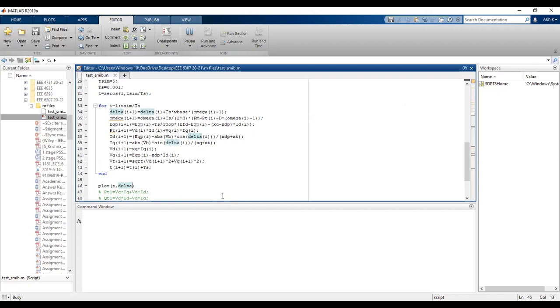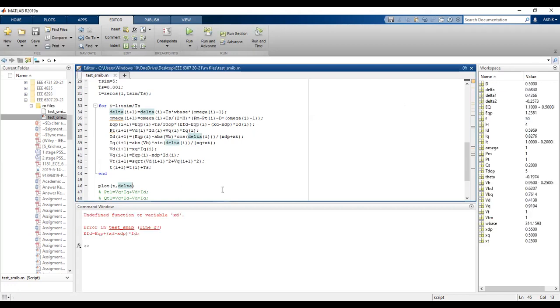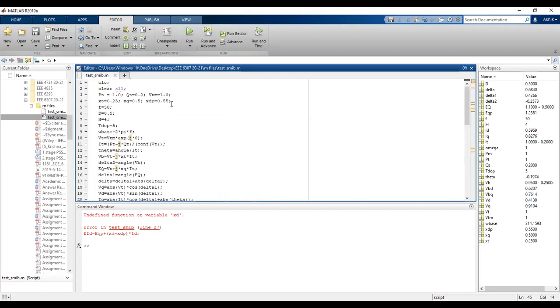Okay, so you see we haven't defined XD yet. You can see the error. So some of the values probably were not required earlier, but now we need them. So the XD value in general is higher than XQ and XD prime. So let's take it as 0.8, which is higher than XQ and XD prime. Now let's try again.